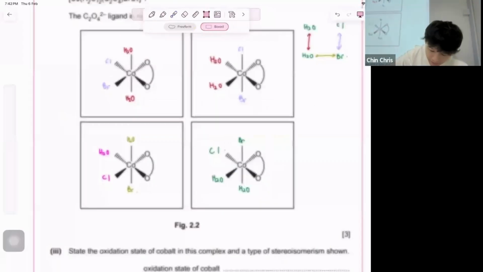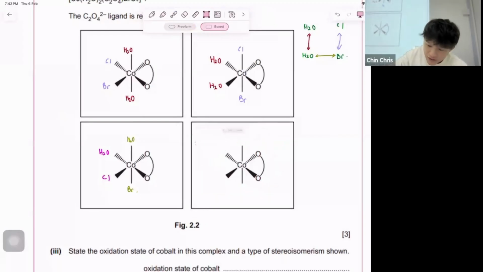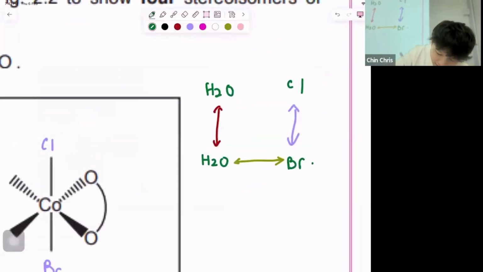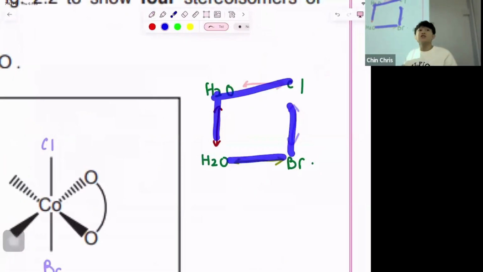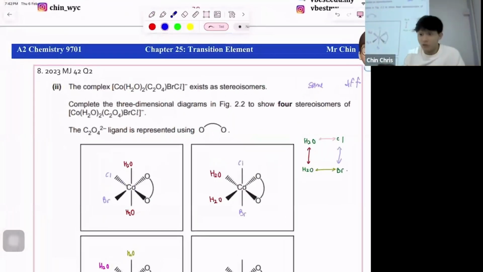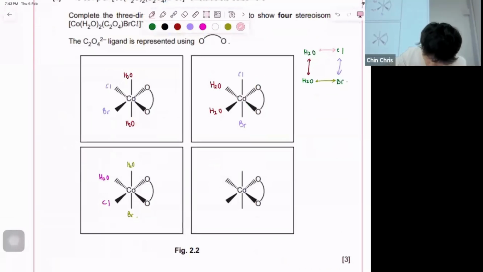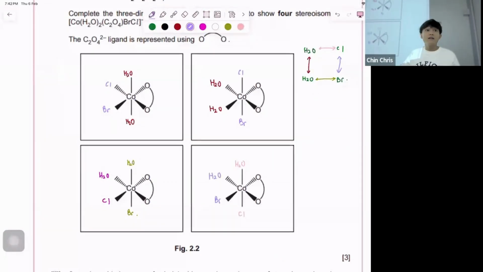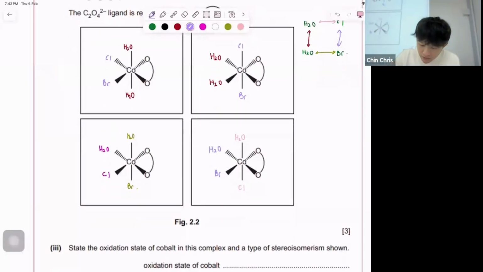Where's the fourth one? You see Cl and H2O 180 degree, right? So guys, if you have this thingy, then you see that it's 4 isomer. 1, 2, 3, 4. Okay, just look at the 180, you get the answer already. Okay, so H2O here, Cl here, and Br, H2O. Yes, okay, correct.